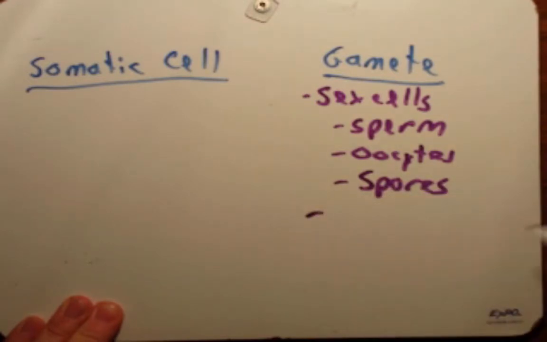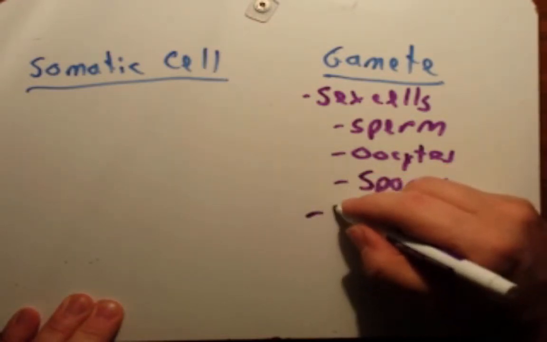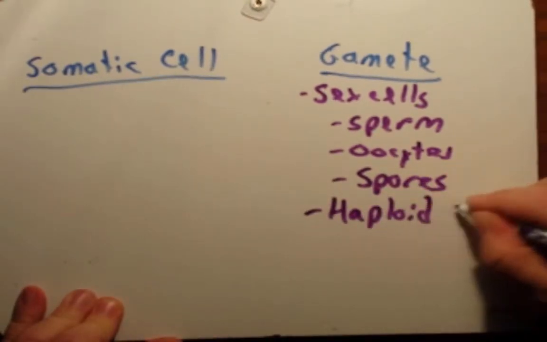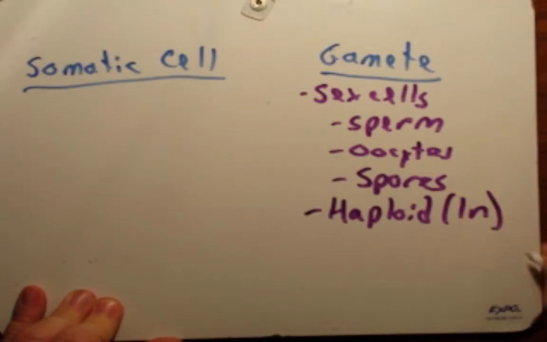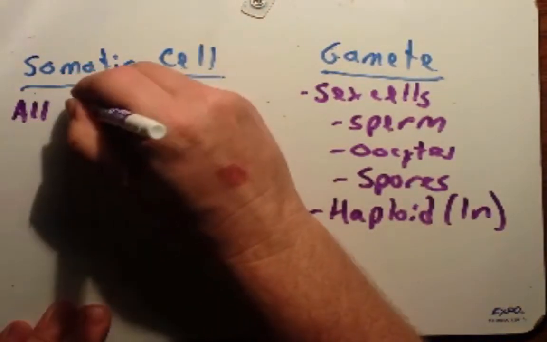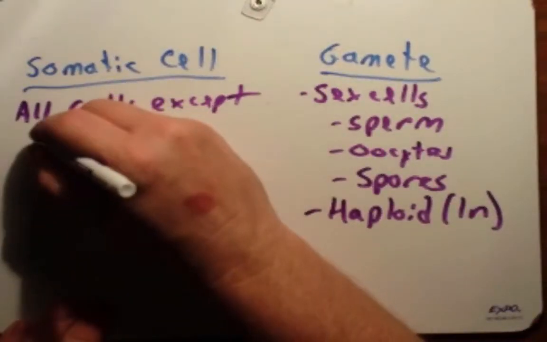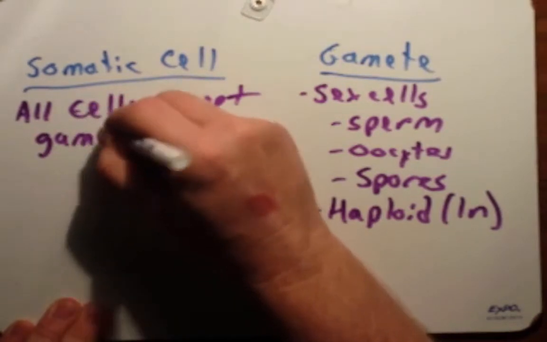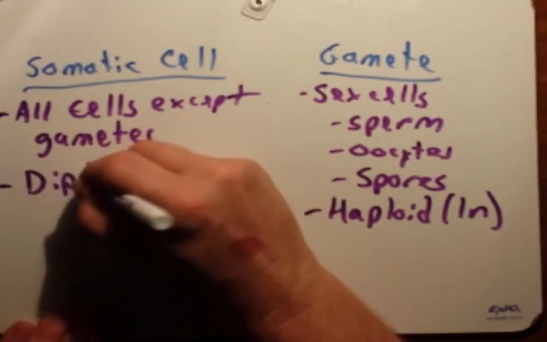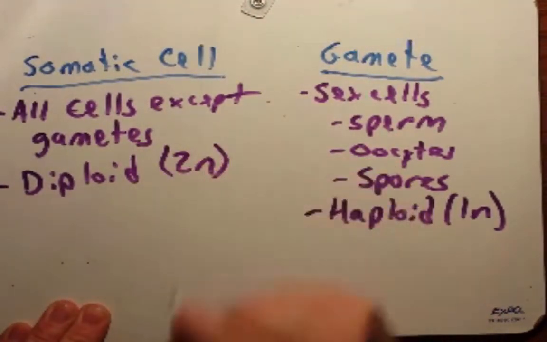We can also think of gametes in terms of their ploidy. How many chromosomes do they have? Gametes are haploid, or we might call them 1N. Somatic cells are all cells except gametes. They are diploid, and we often call that 2N.